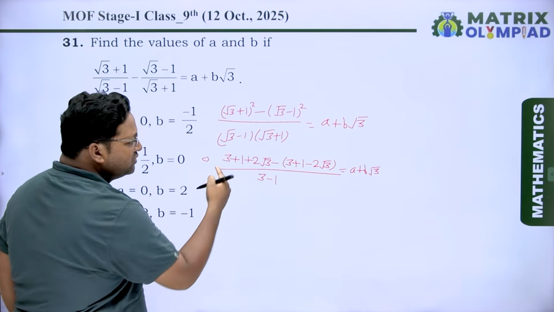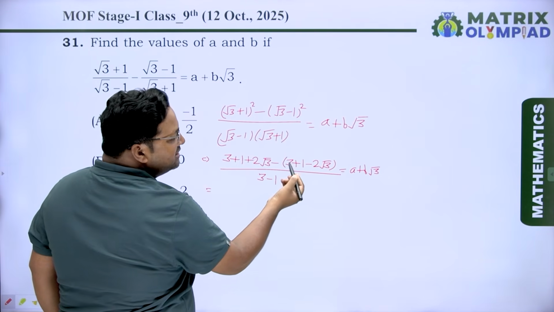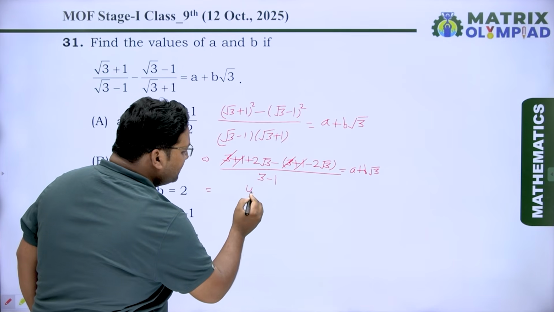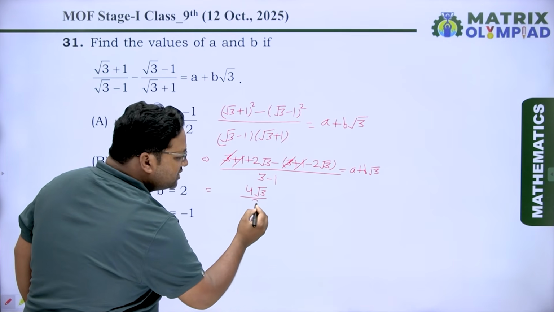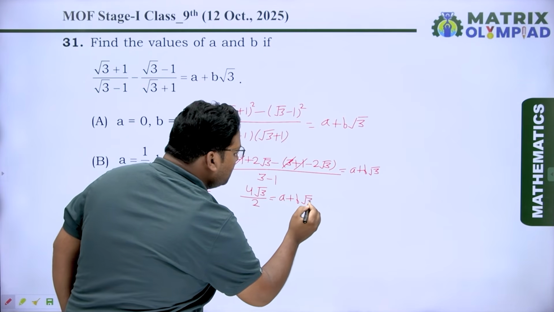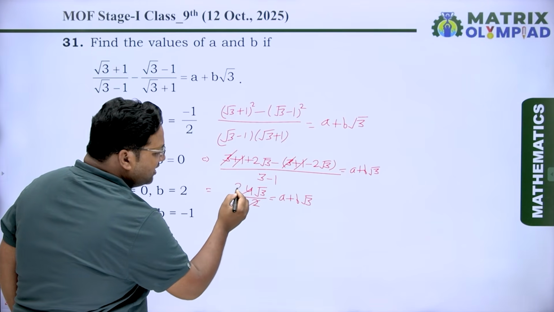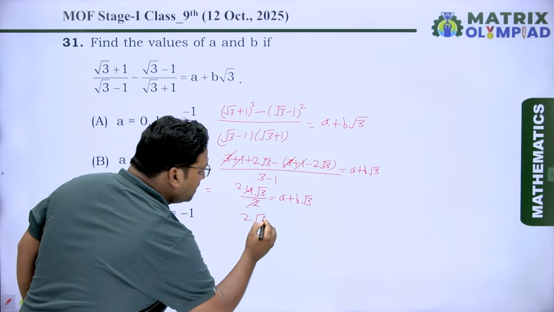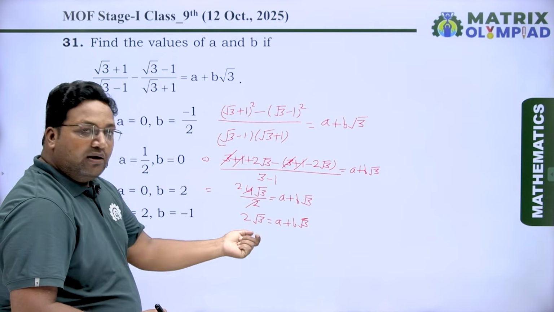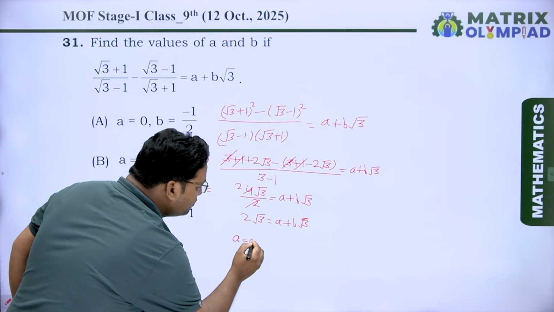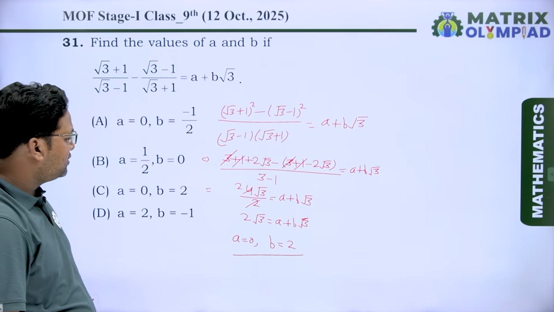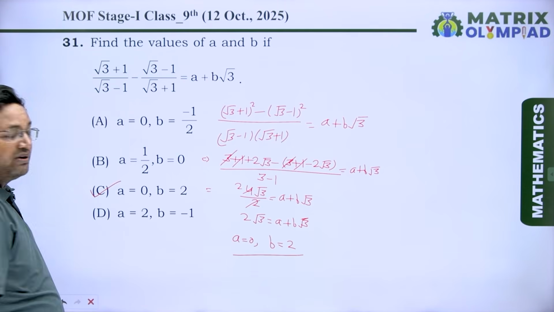Now we have to solve this part. 3 plus 1 is 4 and it is minus 4, and this part is cancelled out by this part. So it is 2 root 3 plus 2 root 3, which is equal to 4 under root 3 upon 3 minus 1, which is 2. So 4 under root 3 upon 2 is equal to A plus B under root 3. Here you can see 2 and 4 cancel out. So it is 2 under root 3 equal to A plus B under root 3. Now we compare both sides. So we get A equal to 0 and B equal to 2, which is in option C. So option C will be the right answer.